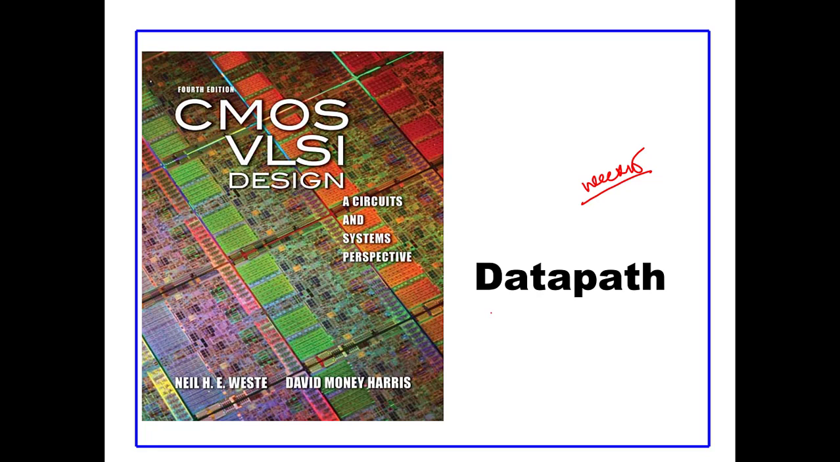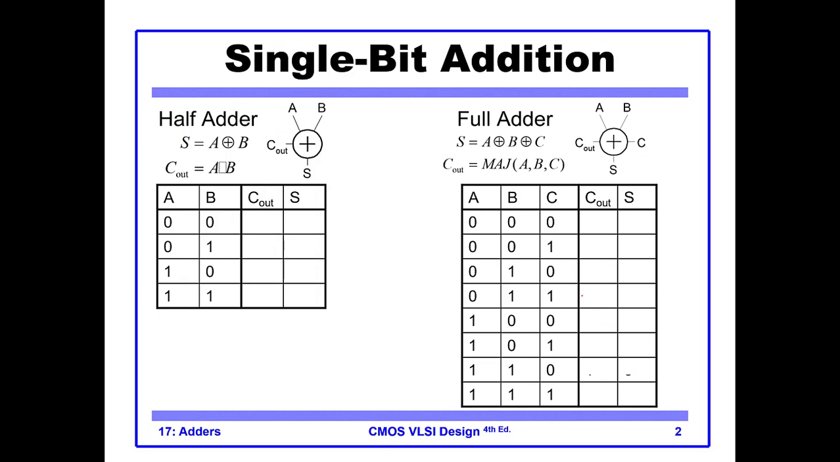Data path basically is all the combinational logic that is used for computational purposes. So for example, if we consider the design of a microprocessor, then the ALU, arithmetic logic unit, floating point unit, all the counters and combinational logic, they are part of the data path. So the most important data path element is the adder.